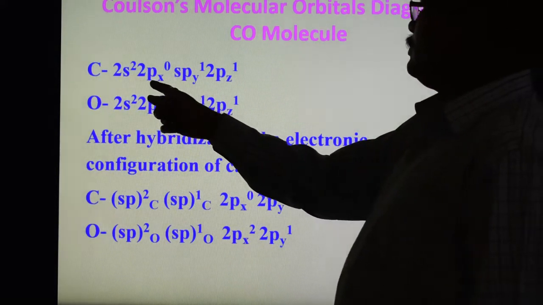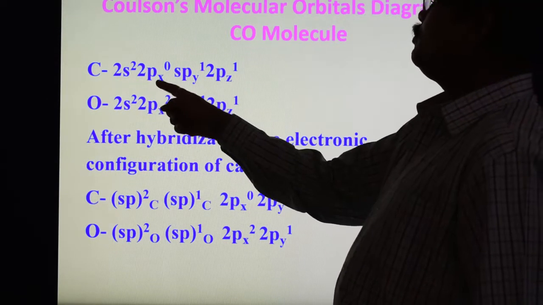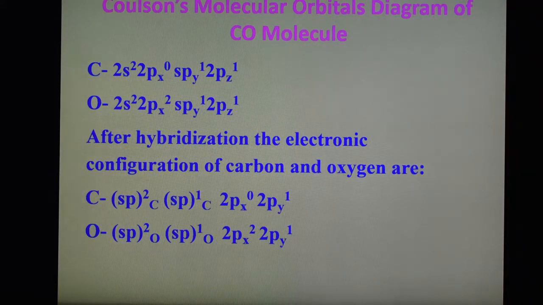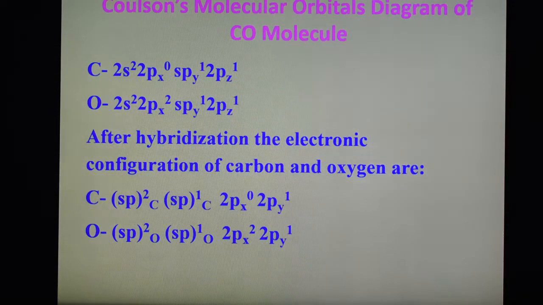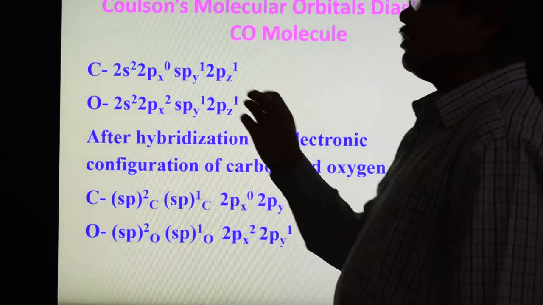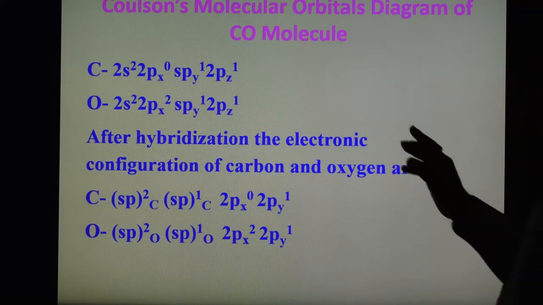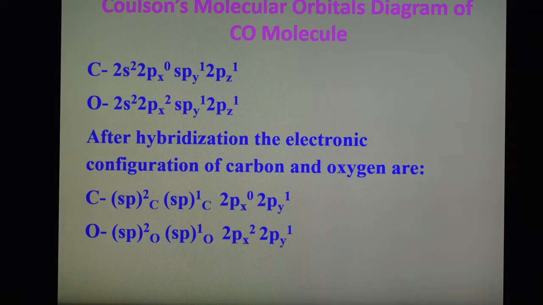Writing it in this way is also correct, there is no problem. The valence configuration of carbon is 2s2 2px0 2py1 2pz1, and for oxygen the valence configuration is 2s2 2px2 2py1 2pz1. Carbon has atomic number 6 and oxygen has atomic number 8, so the 1s orbital in both cases is completely filled. So this is the valence configuration for carbon and oxygen.